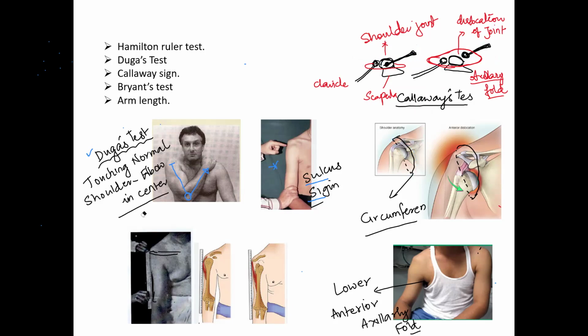Then comes your Hamilton ruler test. If you keep the Hamilton ruler over the lateral end of the acromion, generally it won't touch the lateral epicondyle. But here the shoulder is moving inside. So once the head of the humerus goes inside, this contour is gone. Once this contour is gone, if you keep the ruler here, it will touch the lateral epicondyle. This is called the Hamilton ruler test.